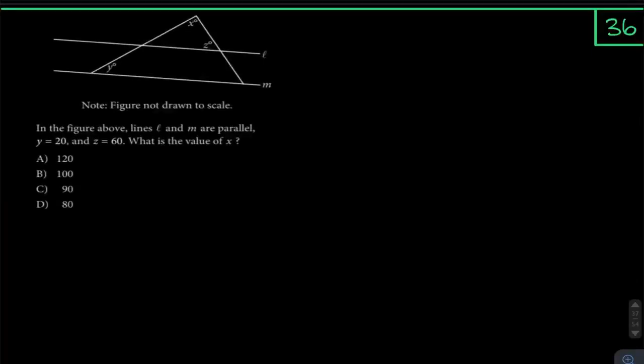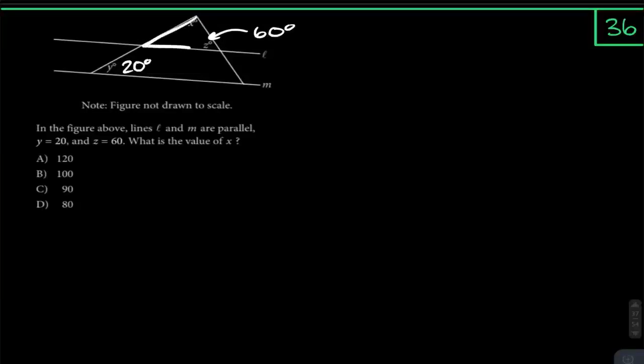So moving on to problem 36 here. In the figure above, lines L and M are parallel, y equals 20 and z equals 60. What is the value of x? Okay, so we know that y is 20. We know that z is 60. And we're trying to find x. So how would we go about doing that?